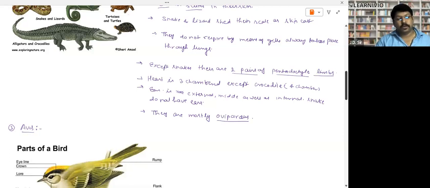So this was all about reptiles. In the next class we have to do apes, and first apes and second mammals, and that's it for this classification part. We'll do that, right?